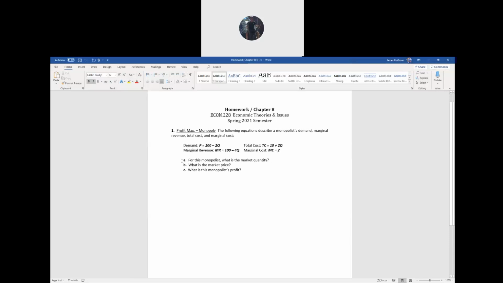So you're going to find part A, you're going to set MR equal to MC and find Q. Part B, you're going to plug in Q that you got into the demand curve and find price. And then you're going to calculate profit, which is revenue minus cost. So follow the same steps we just did in that previous one. All right, so everyone knows what to do for this one?